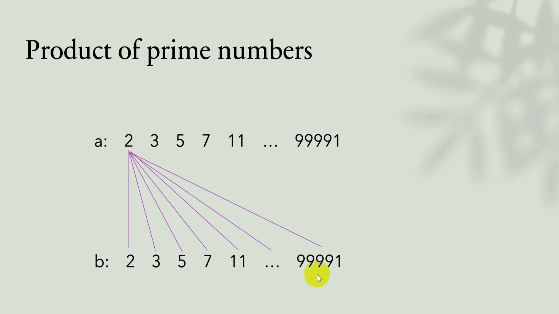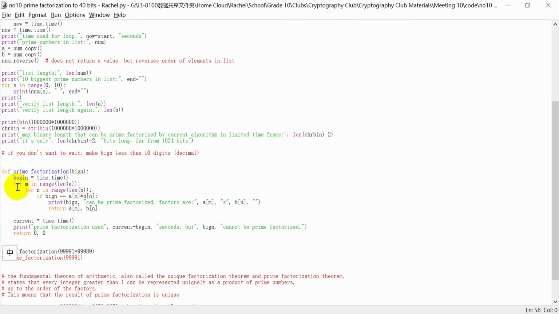2 times 99,991. If all of those products are not the big N, then we go on to 3 times 2, 3 times 3, all the way to 3 times 99,991. So that's what we're doing in this code over here.